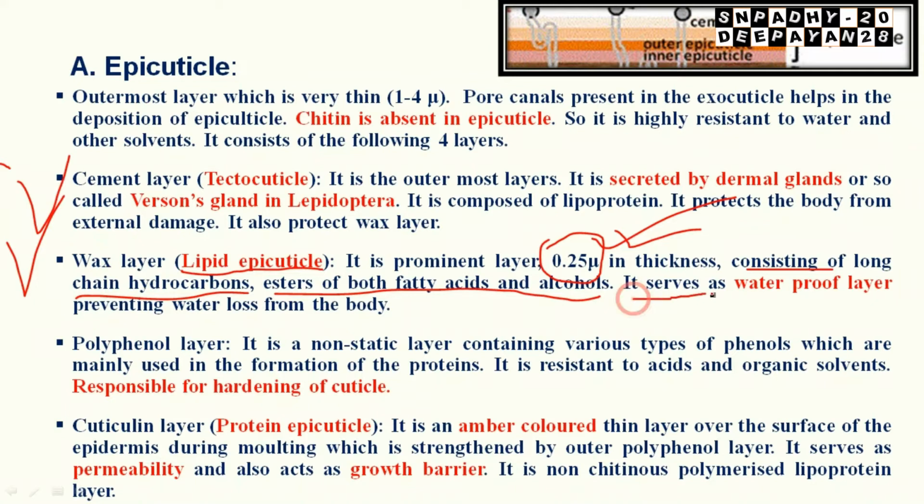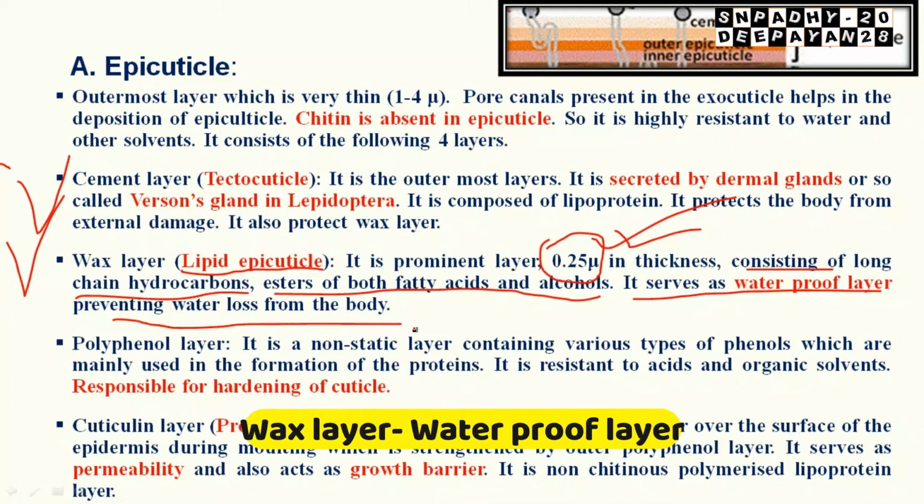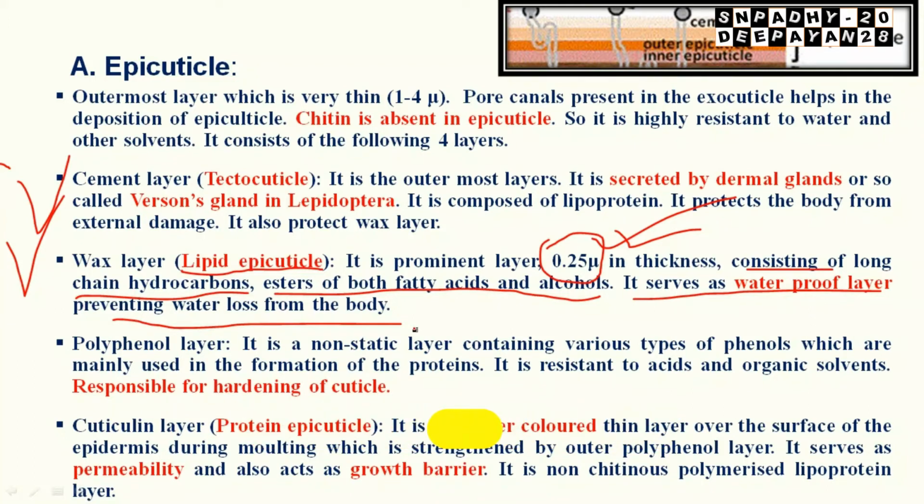This is important. It serves as a waterproof layer, preventing water loss from the body. A question may come like this: which layer of epicuticle is called the waterproof layer? Then the answer is the wax layer or lipid epicuticle. So try to remember those highlighted words along with the thickness. Wax layer is also called lipid epicuticle. Thickness is 0.25 micron. It acts as a waterproof layer. It may come as a question.